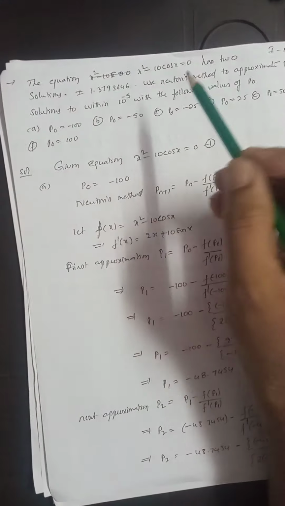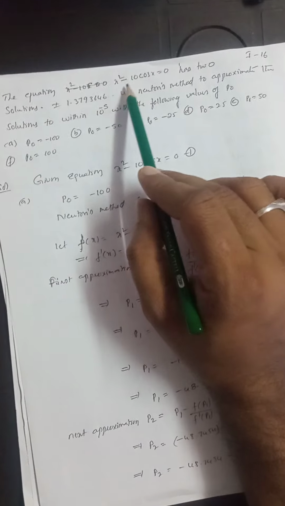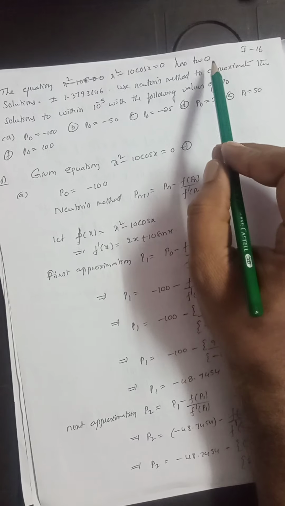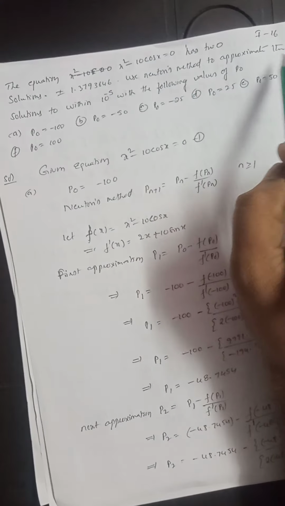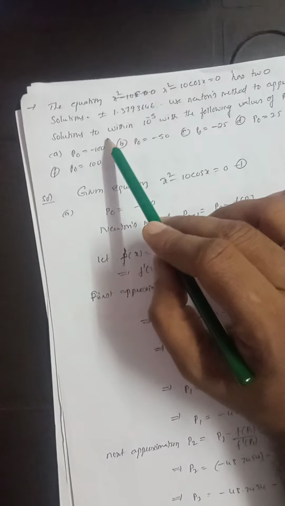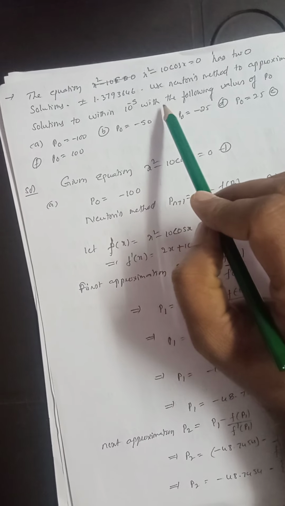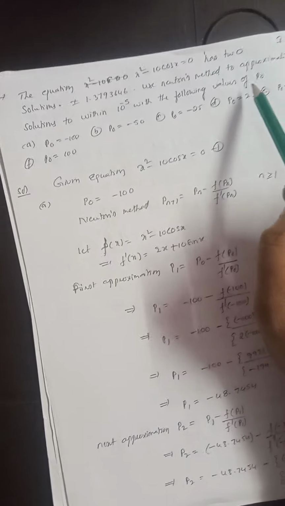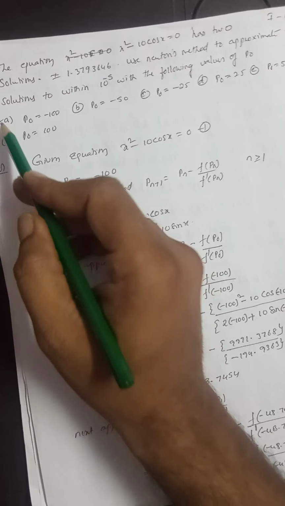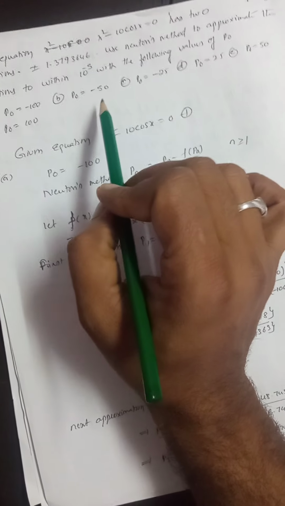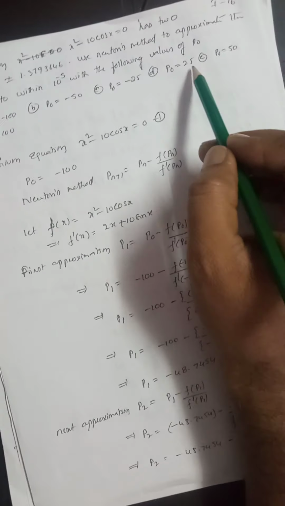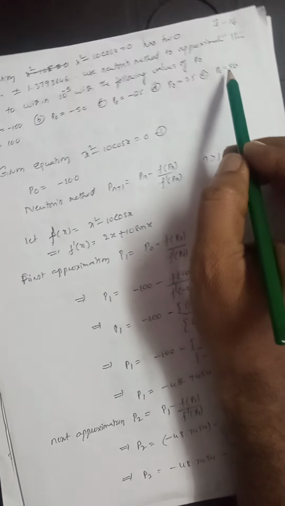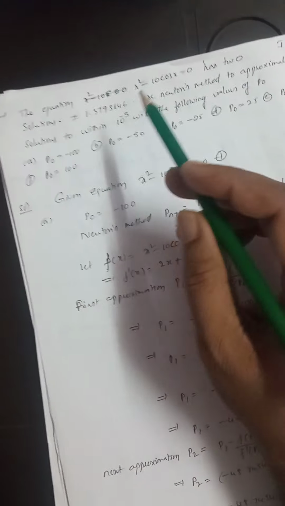Now see here, it's a practical problem. The equation x square minus 10 cos x is equal to 0 has two solutions అని ఇచ్చాడు. Use Newton's method to approximate the solution to within 10 to the power of minus 5 with the following values of p naught. వాడే ఇచ్చేసాడు p naught వాల్యూ. There are so many ఇక్కడ ప్రాబ్లమ్స్ ఉన్నాయి. p naught is equal to minus 100, p naught is equal to minus 50, p naught is equal to minus 25, p naught is equal to 25, p naught is equal to 50, p naught is equal to 100.